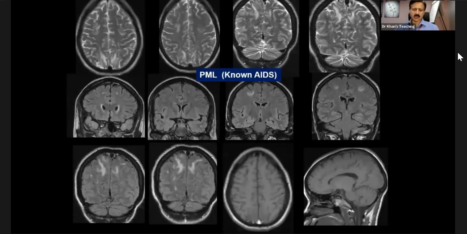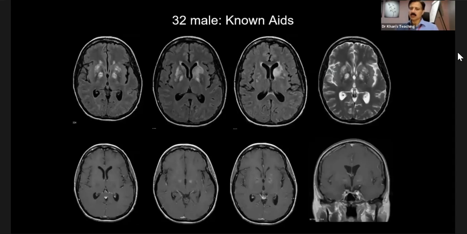This is another case of PML. Just wanted to highlight the subcortical U fibers once again. Look at this subcortical U fiber, this U, this U here. And no enhancement once again.